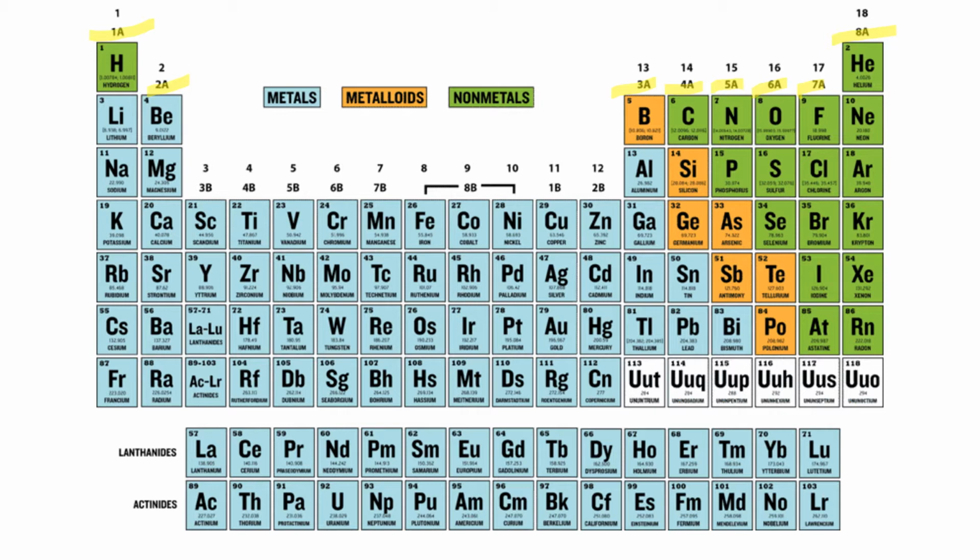You don't have to worry so much about the transition metals. These are in the middle of the periodic table, all of the B's. We're not really going to see them involved with bonding and sharing of electrons, so we don't really need to concern ourselves with those.